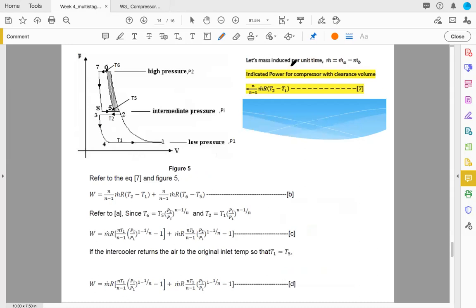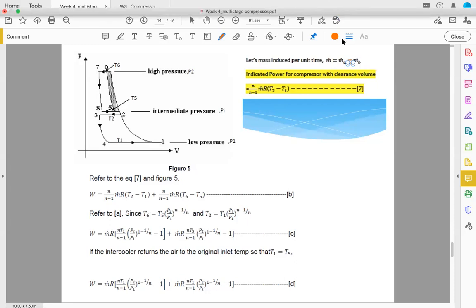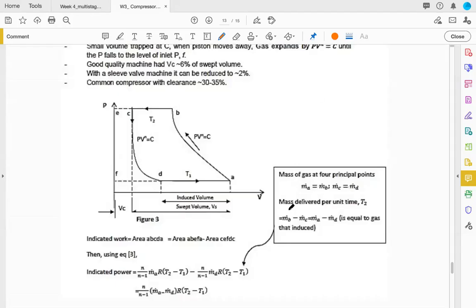The mass induced per unit time is m dot, because the dot is the time. So MA minus MB. So let's have a look at the previous slide. No, I think this is MA equals to MB. Okay, so the indicated power for a compressor with clearance volume, let's have a look. If you look at the previous slide, at the previous lecture, the mass delivered per unit time is MB minus MC, the induced volume, which equals MA minus MD.